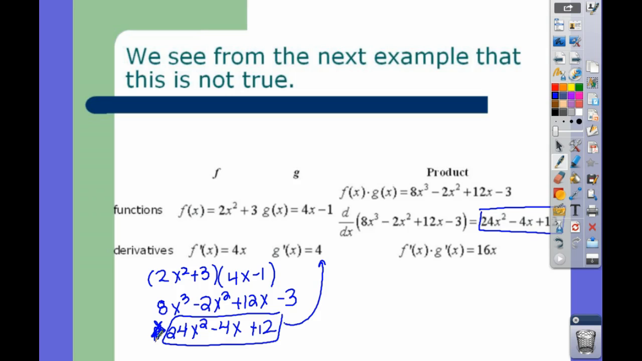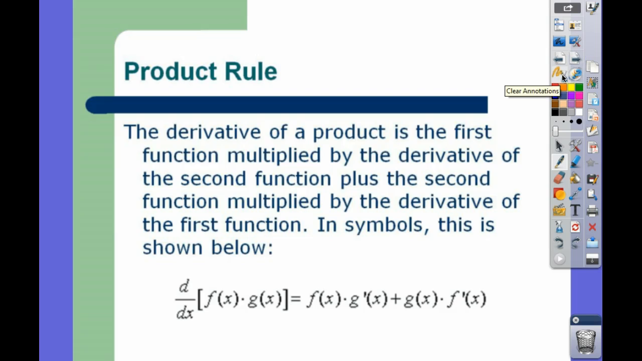Which is on the back. This is probably the rule you're going to use and memorize. It says, if you want to find the derivative of one function times another function, then the product rule states it's the first times the derivative of the second, plus the second times the derivative of the first.